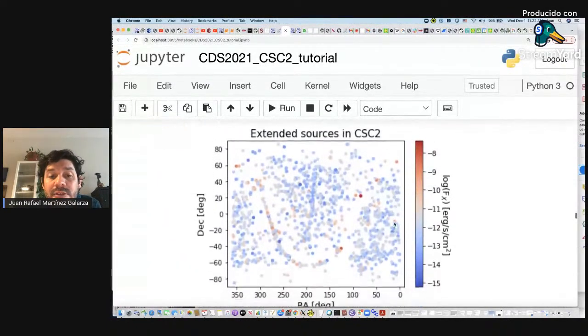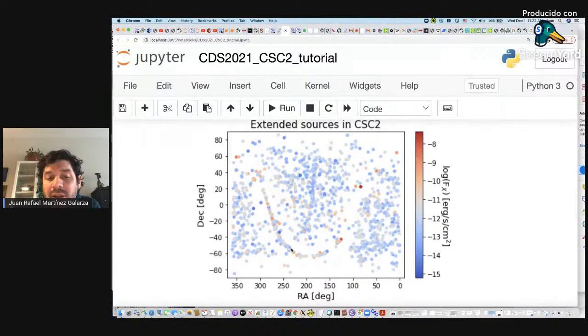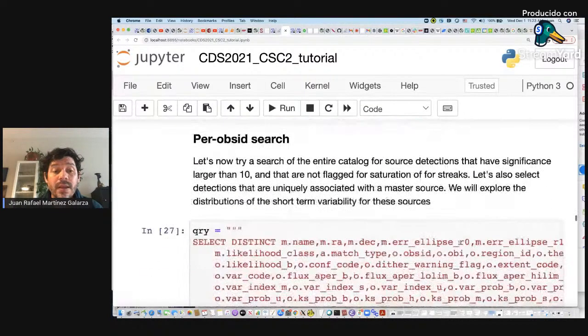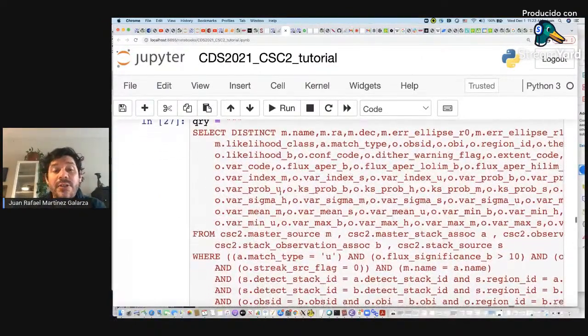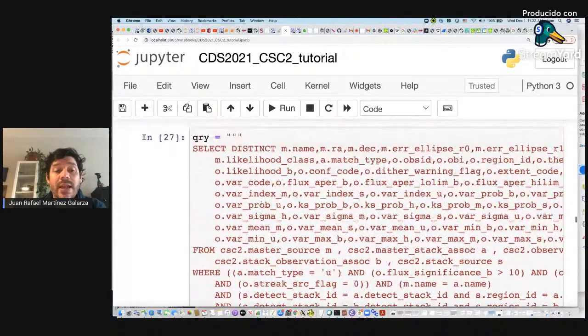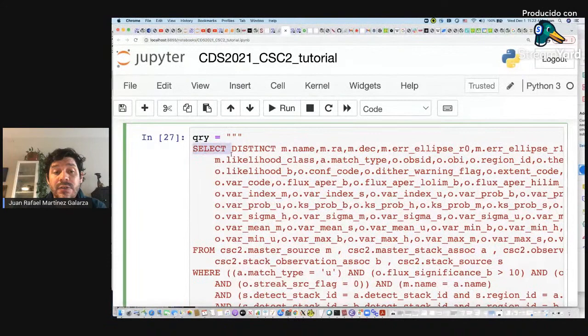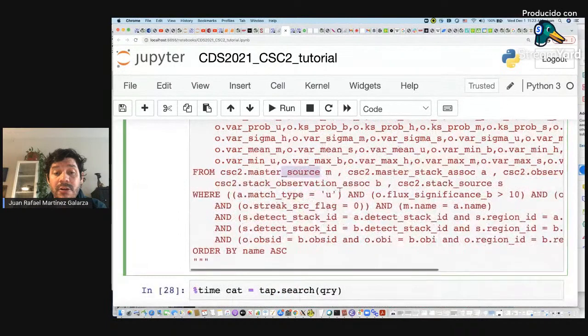So for example, here is showing you a distribution of the extended sources in the Chandra source catalog. It's just visualizing sources that are extended, that are not point sources, but are, for example, supernova remnants. And here we are just color coding them by their flux. But you can do many complicated searches. So you use ADQL language to select a particular table. And this is just basically ADQL for doing a search of all of these properties in the master source table and in the observation level table. And it will give you properties at particular levels of the catalog.